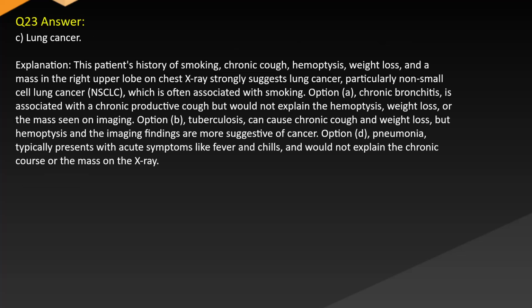Answer: C. Lung cancer. Explanation: this patient's history of smoking, chronic cough, hemoptysis, weight loss, and a mass in the right upper lobe on chest X-ray strongly suggests lung cancer, particularly non-small cell lung cancer, which is often associated with smoking. Option A. Chronic bronchitis is associated with a chronic productive cough but would not explain the hemoptysis, weight loss, or the mass seen on imaging.